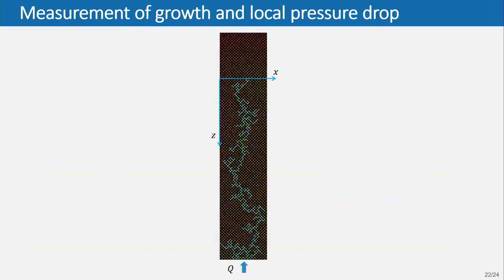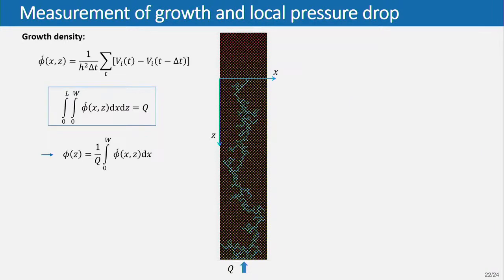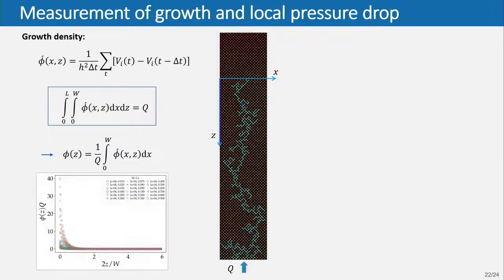So, we go to the simulation, and we find the growth, which is the rate of increase of volume divided by time. Then if we integrate over the x-axis, we get it as a function of z, because it is symmetrical on the x-axis. And this looks like this. So growth mostly happens close to the fingers, and then it dies out.